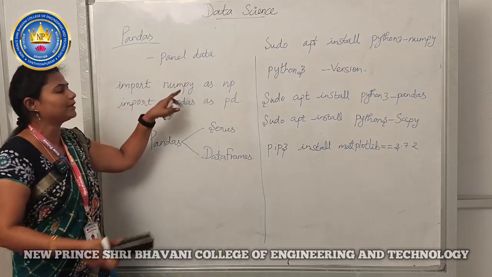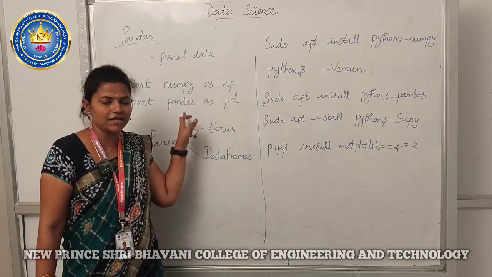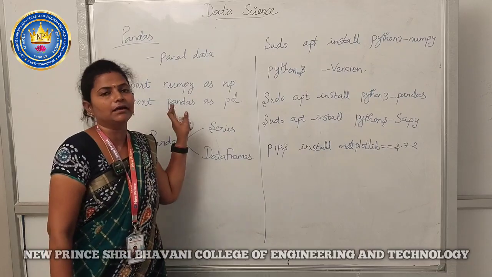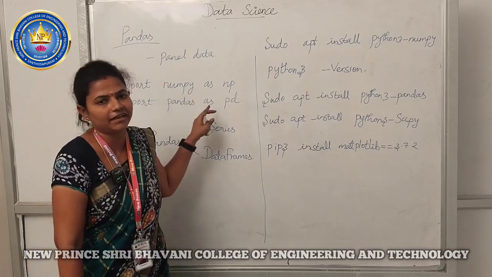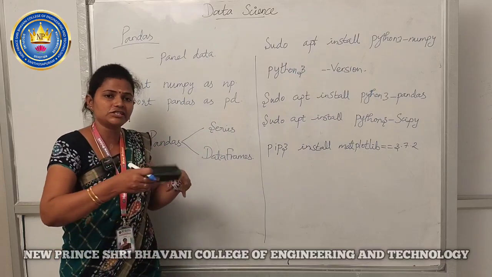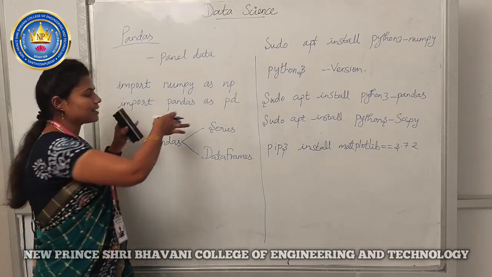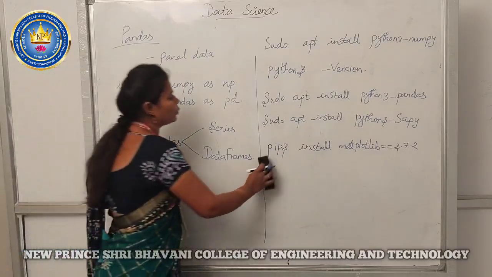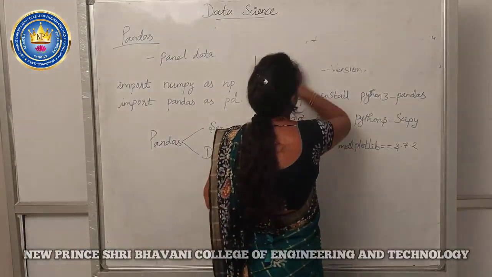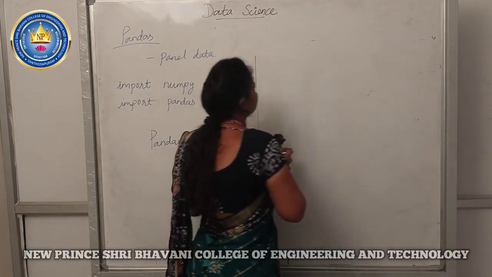We already know about that. NumPy is an array representation, and pandas deals with numerical data as well as the data structures and the operations which we perform on that particular data structure. Everything comes under pandas. Now we are going to discuss what is pandas Series and then pandas DataFrame. First one, pandas Series.